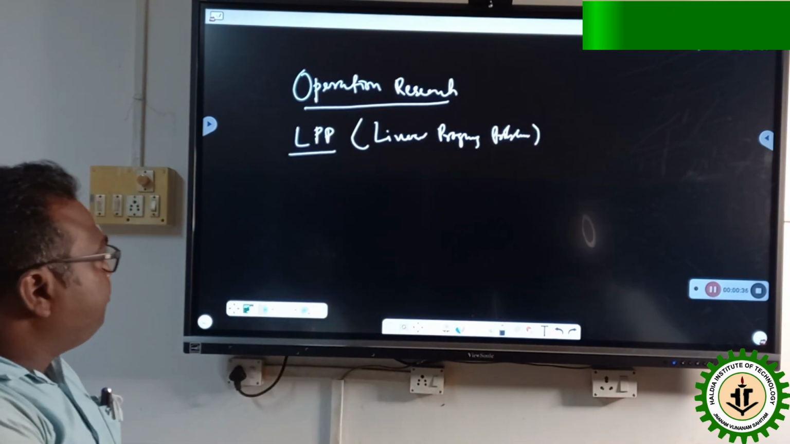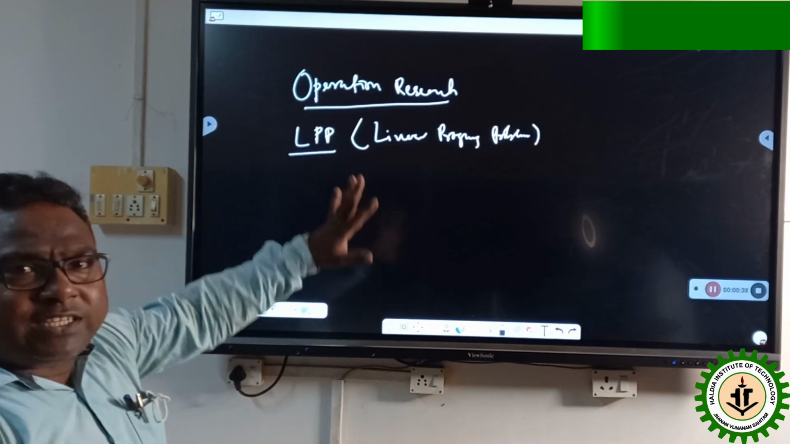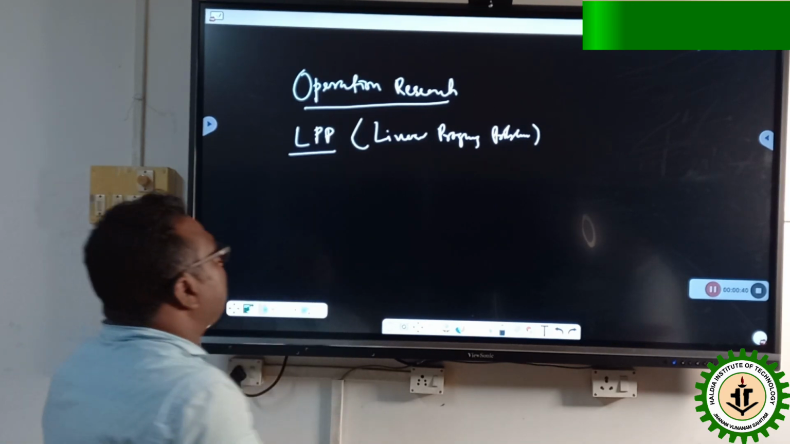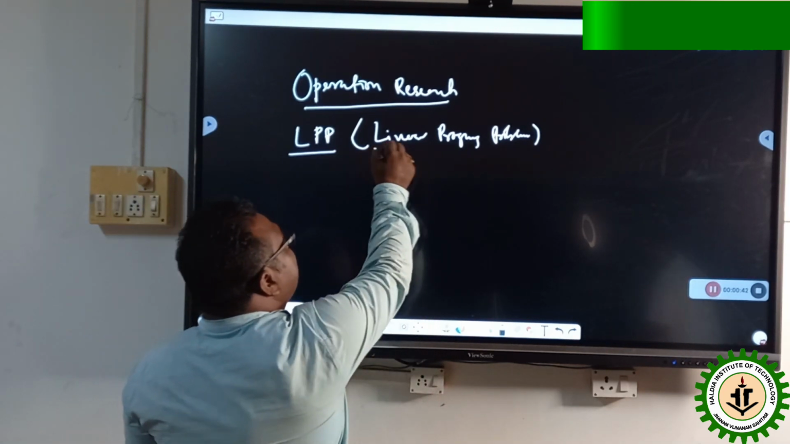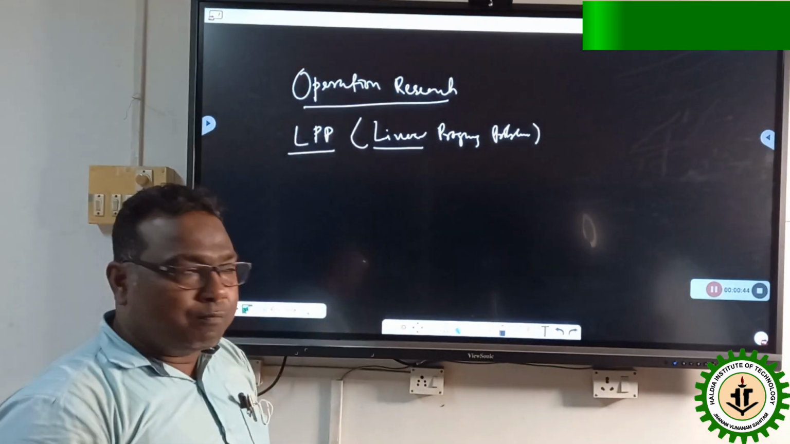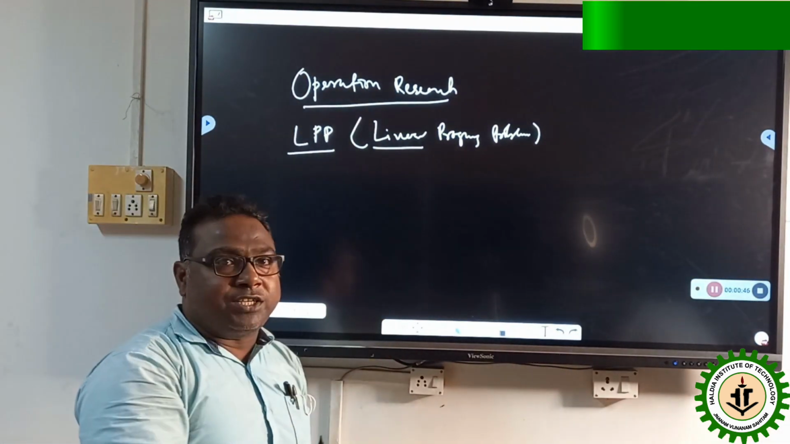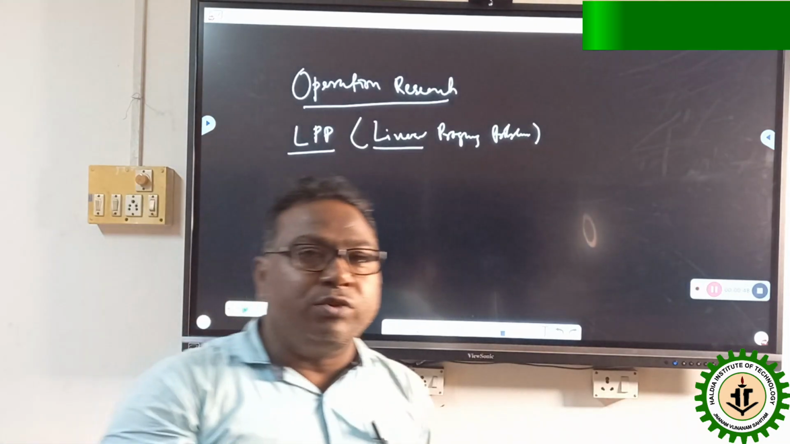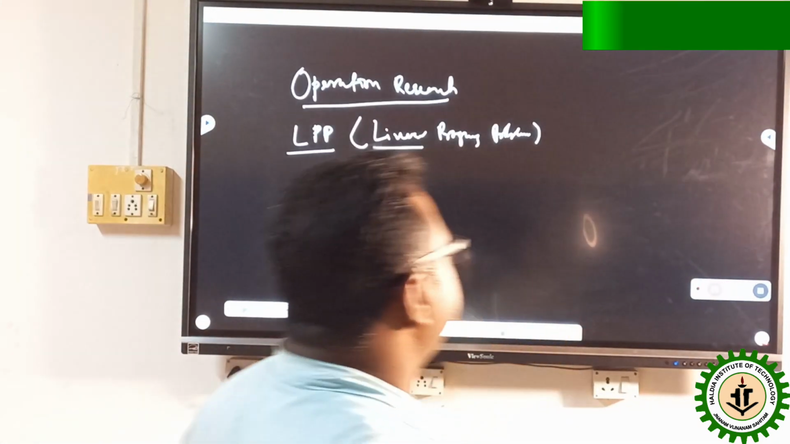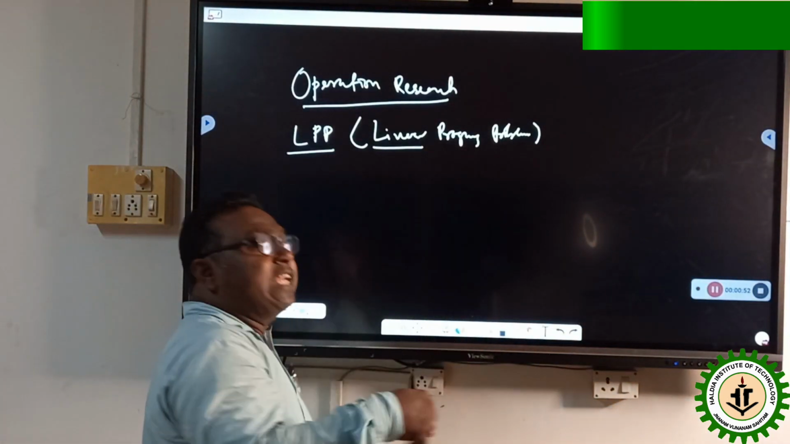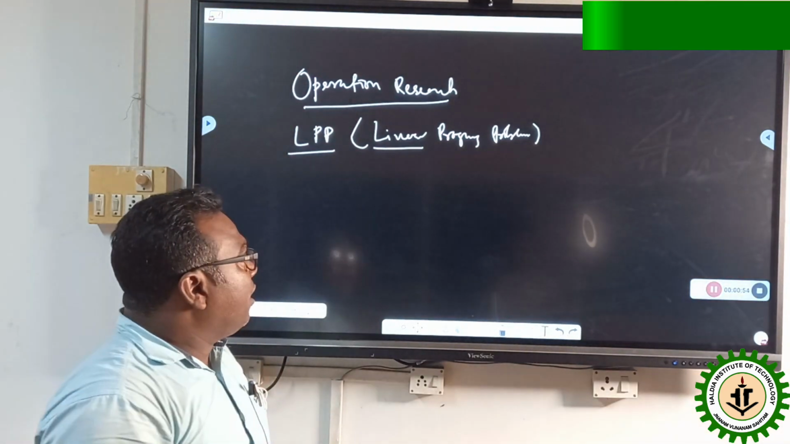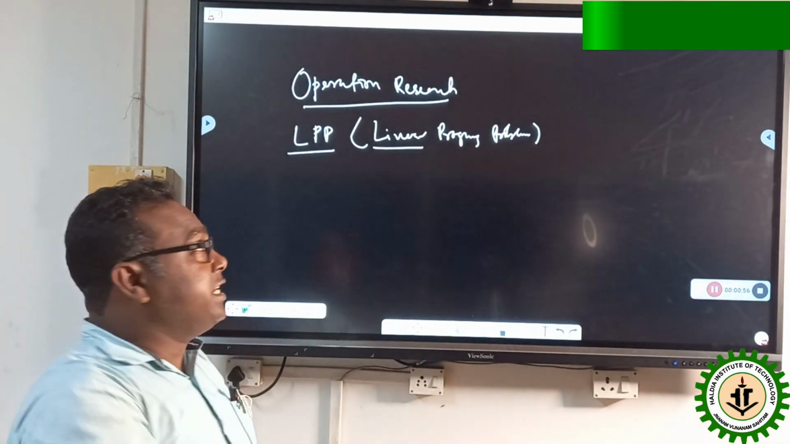So basically, from the nomenclature it is clear that we are dealing with linear equations, but in operation research we are not dealing with the equations. Basically we are dealing with the inequations. What is inequations and what is linear equations?